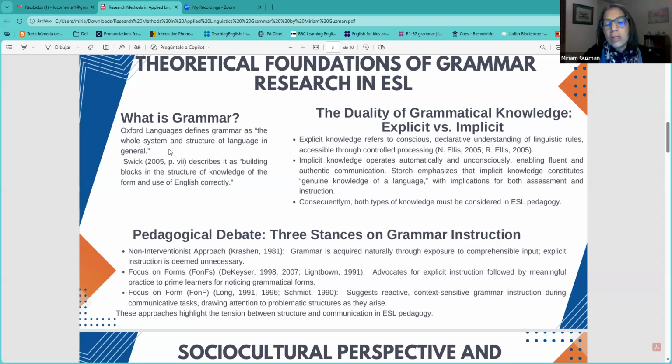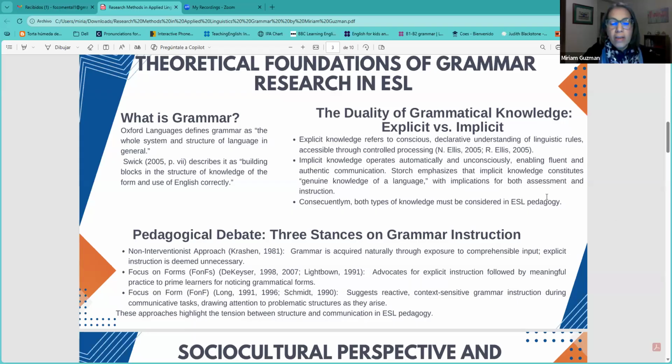Moving forward, grammar knowledge operates on two levels. Firstly, explicit knowledge is conscious and declarative, accessible through controlled processes, by Ellis 2005. And secondly, implicit knowledge operates automatically and unconsciously, enabling fluent and authentic communication. In fact, Storch emphasizes that implicit knowledge constitutes genuine knowledge of a language, with implications for both assessment and instruction. Consequently, both types of knowledge must be considered in ESL pedagogy.